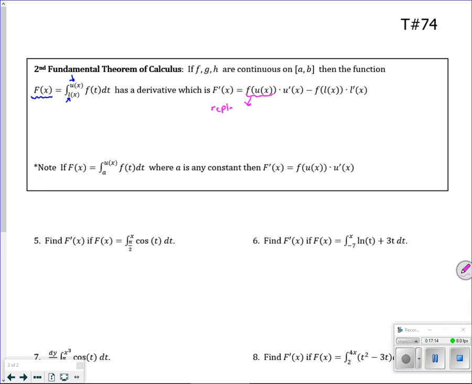This is replace with the upper bound, and this of course is the derivative of the upper bound, minus, this means replace with the lower bound, and this is the derivative of the lower bound.